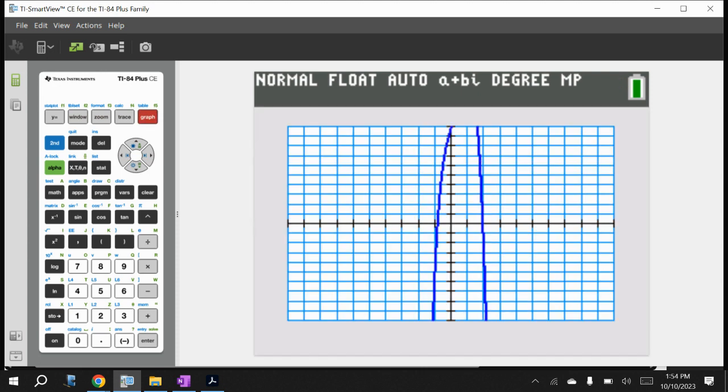And I want to know what's going on at 1. So 1 is right here. So we know it's somewhere way up there. So we're going to make some profit. So I'm going to hit trace 1. 14.